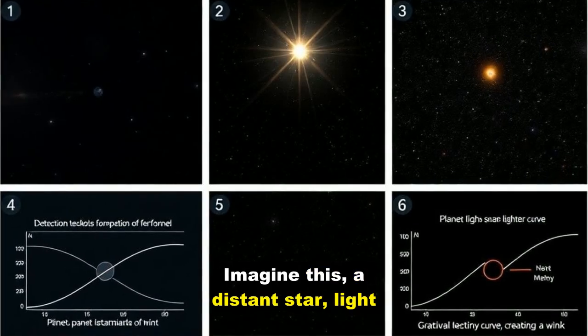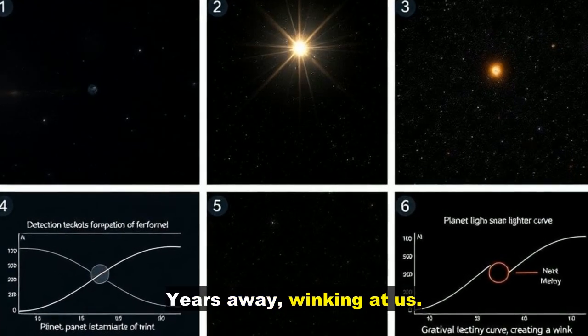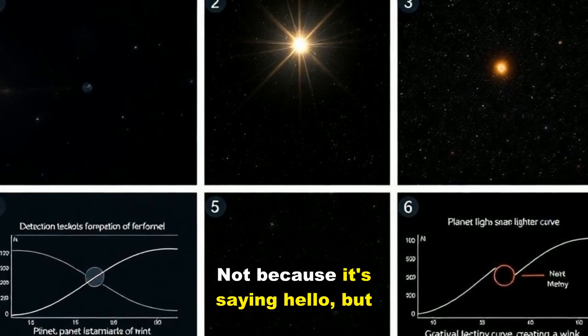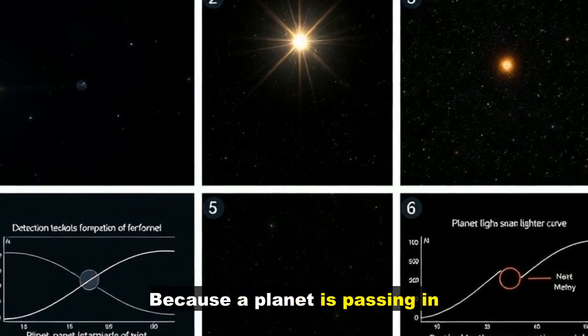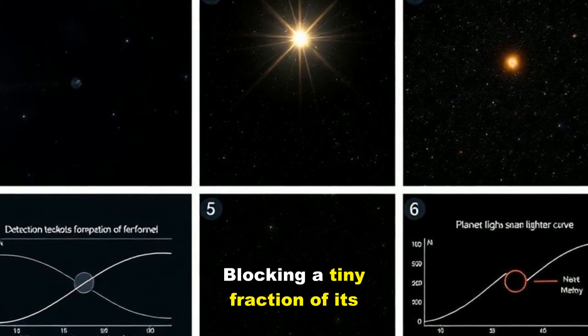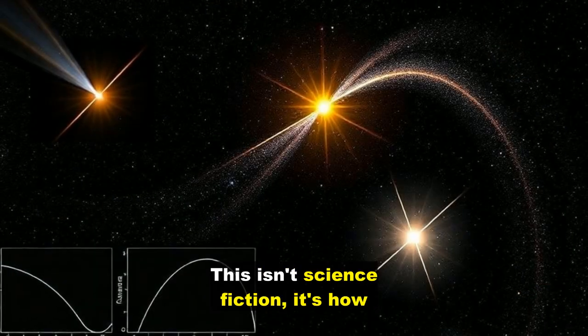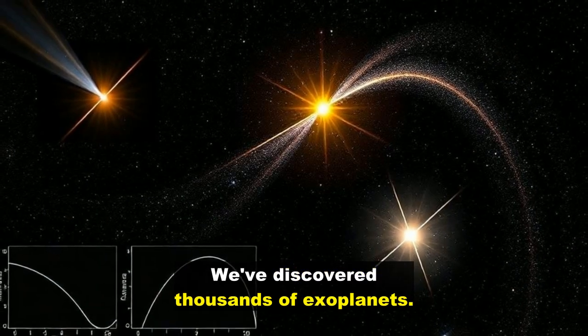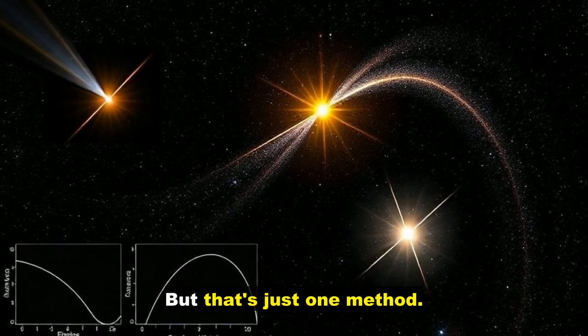Imagine this, a distant star, light years away, winking at us. Not because it's saying hello, but because a planet is passing in front of it, blocking a tiny fraction of its light. This isn't science fiction, it's how we've discovered thousands of exoplanets. But that's just one method.